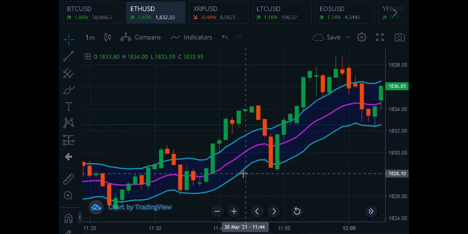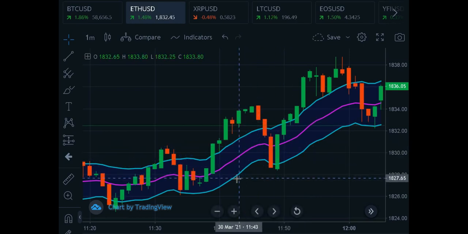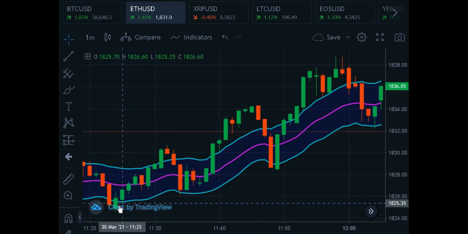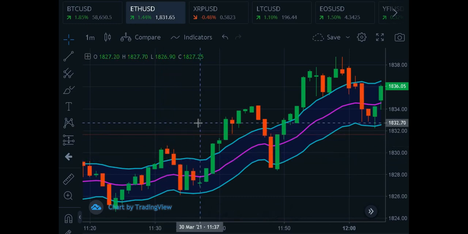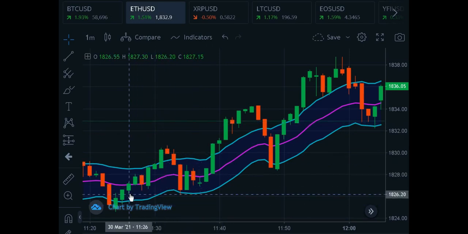So what I would like to add to what I said before is that a lot of people like to buy when the candle touches the lower line and then sell when it touches the upper line. Well, first of all, that does not work 100% of the time. It is not perfect, okay? And you might want to use other indicators as confirmation just to make sure.